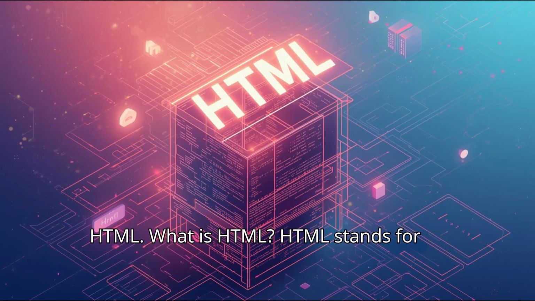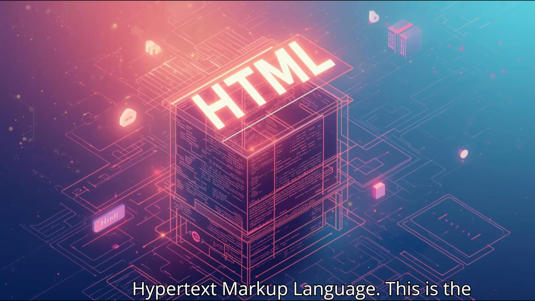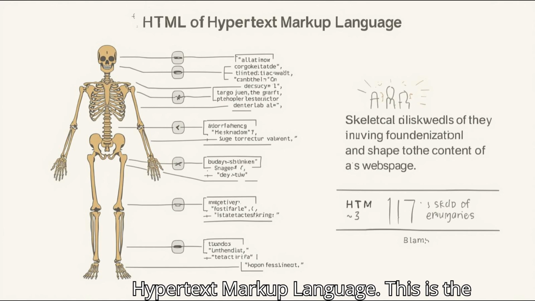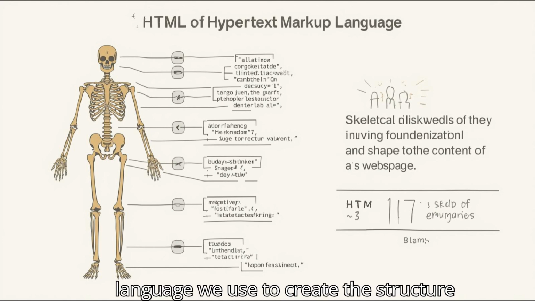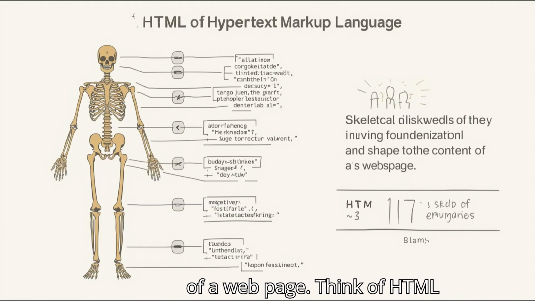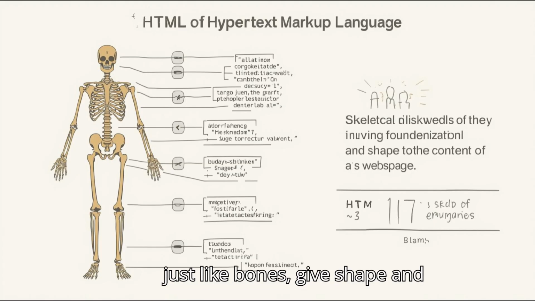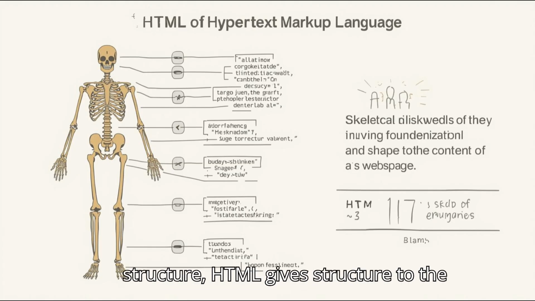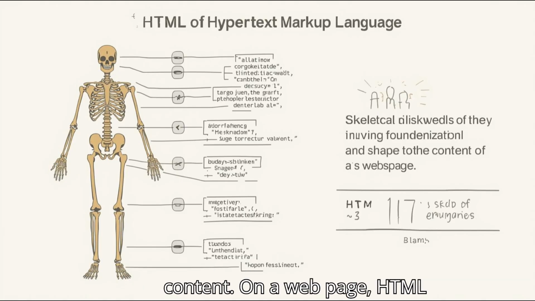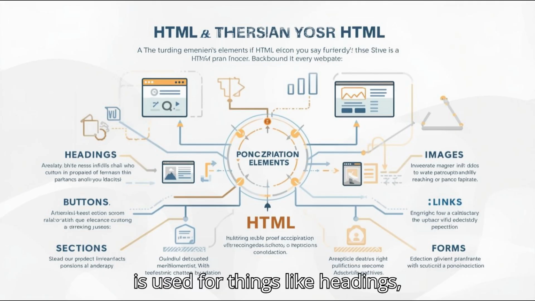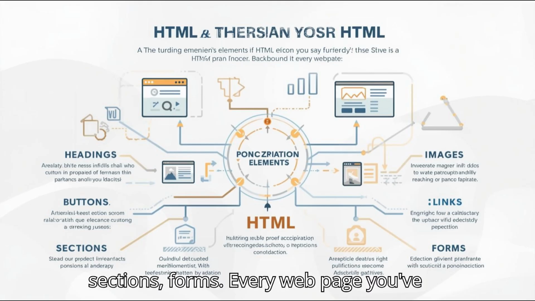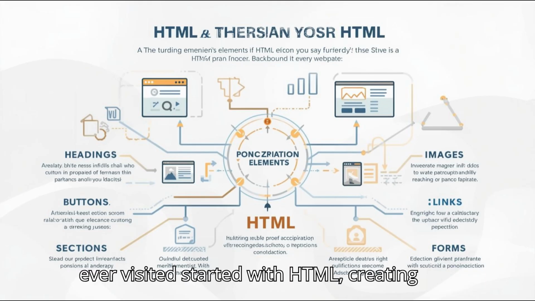HTML. What is HTML? HTML stands for Hypertext Markup Language. This is the language we use to create the structure of a web page. Think of HTML like the skeleton of a human body. Just like bones give shape and structure, HTML gives structure to the content on a web page. HTML is used for things like headings, paragraphs, images, buttons, links, sections, forms. Every web page you've ever visited started with HTML.